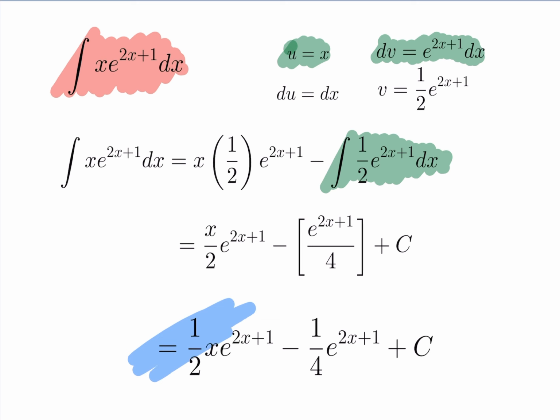Going ahead here, our final answer is 1/2 x e to the 2x plus 1 minus 1/4 e to the 2x plus 1 plus that constant value c.